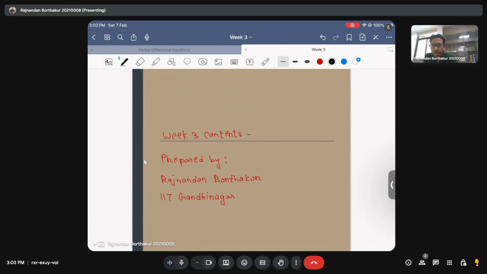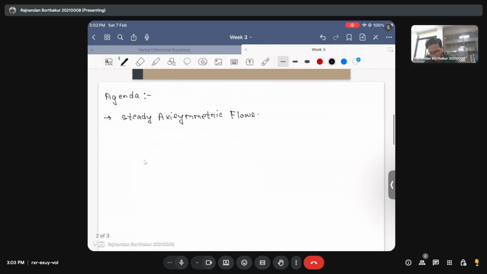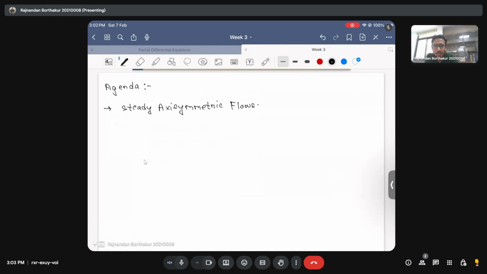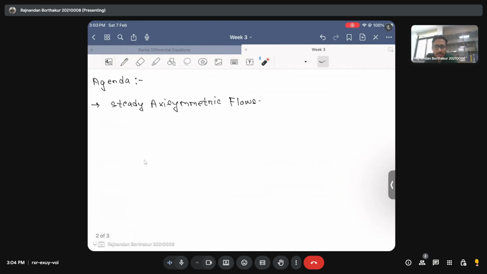Okay, so welcome back to week three's problem solving session. Today we will look into a different class of problems, which I feel is one step ahead of the problems that we solved in the previous week, which was unidirectional rectilinear flows. Of course, it was steady, but this week we will look into something which is known as axisymmetric flows, which is of course obviously unidirectional and steady.